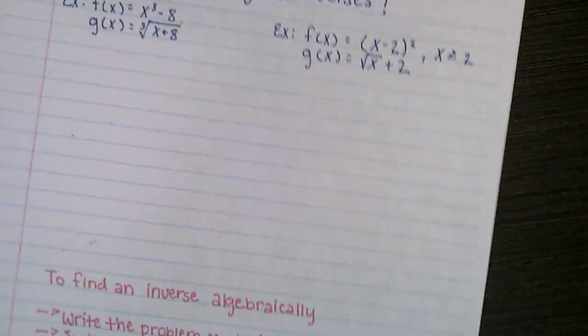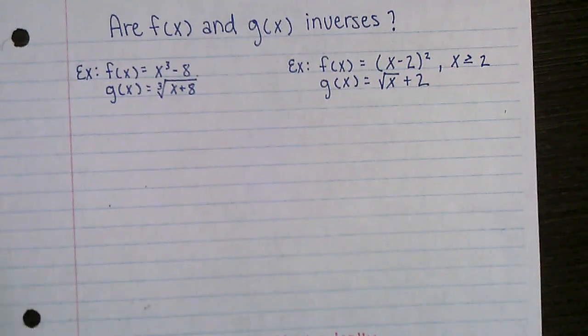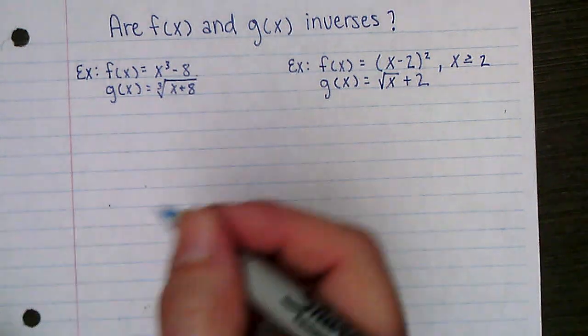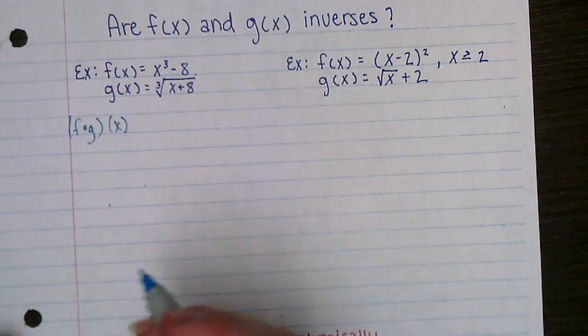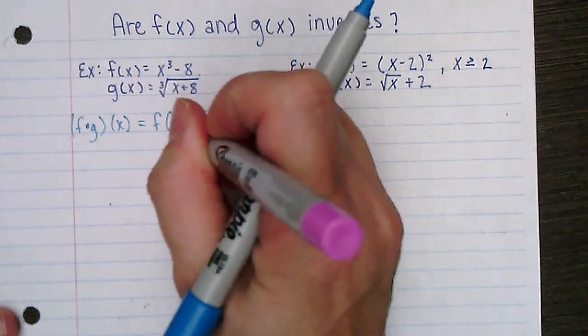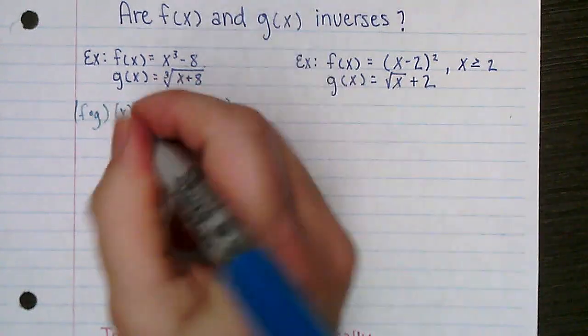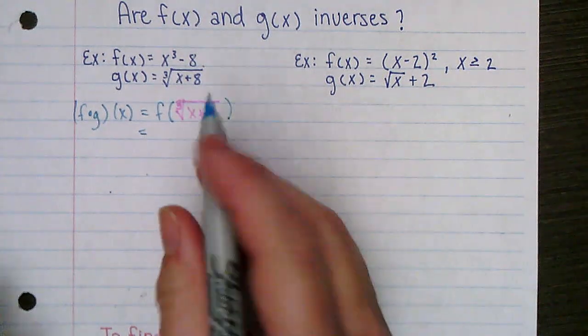Let's look at a couple more examples. Are f of x and g of x inverses? So we will do f circle g and g circle f and see if they come out to be inverses. Okay, so we're going to do f circle g of x, which means I'm doing f of cube root of x plus 8. So in f of x, I'm going to be replacing this x with that function instead.